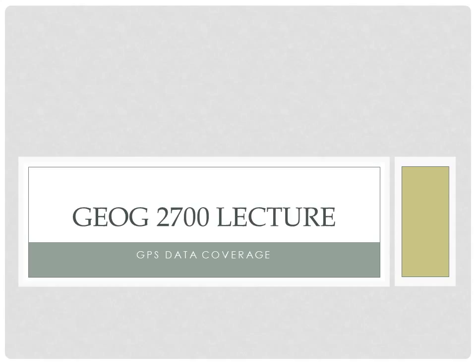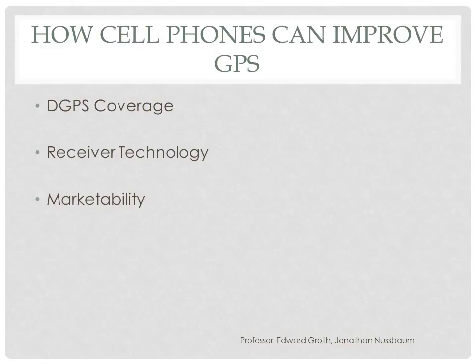Next, we'll take a look at GPS data coverage. Cell phone technology plays a critical role in the improvement and accessibility of GPS signals and potential for data collection. So we'll take a look at differential GPS coverage and its relationship to cell phone technology. We'll take a look also at improvements in receiver technology in recent years, and then in the marketability of this system.